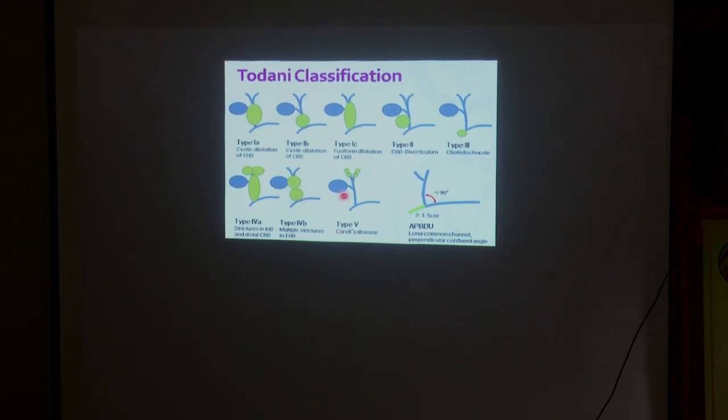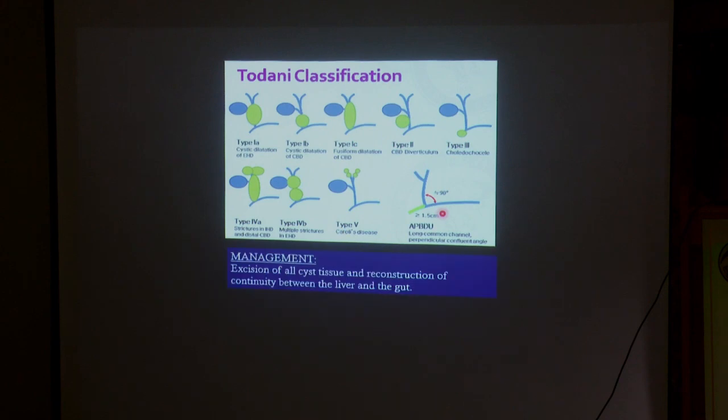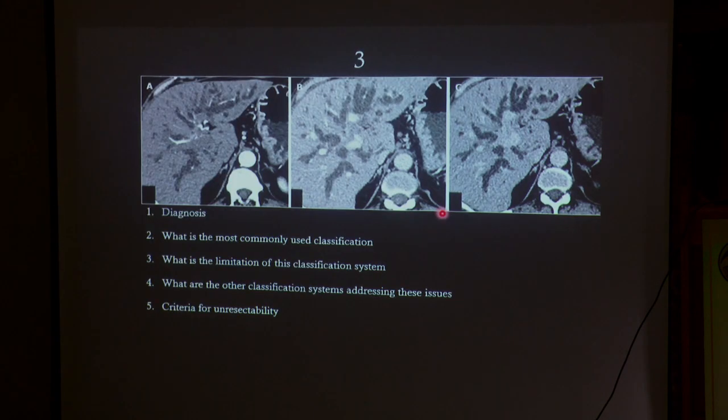Type 5, also known as Caroli's disease, has multicystic dilatation of only the intrahepatic ducts, which on CT shows, what is the sign on CT you see in Caroli's? A central dot sign with enhancing portal vein. It is in more than 80 to 90% of cases associated with abnormal pancreaticobiliary ductal union, as we saw in our case, with a long common channel measuring more than 1.5 centimeters. Management is by excision of all cyst tissue and reconstruction of the continuity between the liver and the gut. So, move on to the next case.